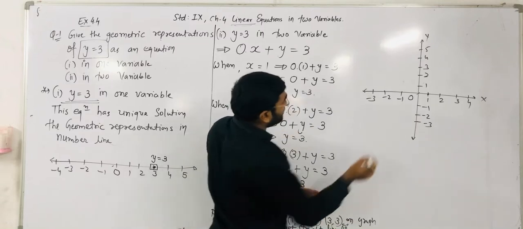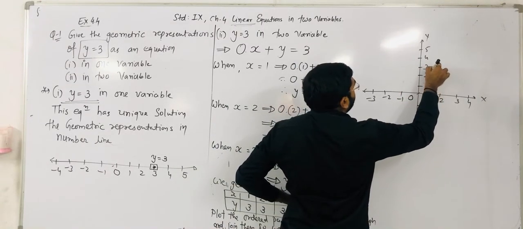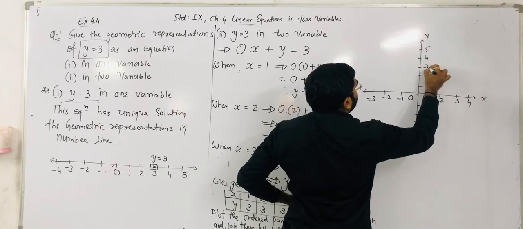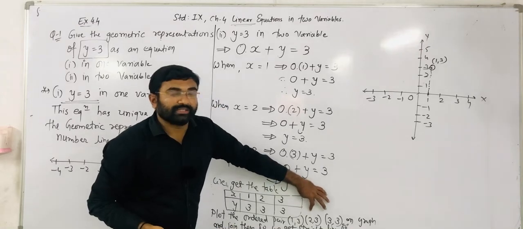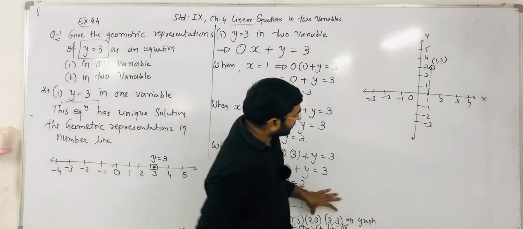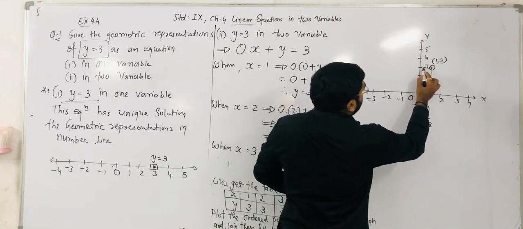On the y-axis, 3 is here. From both the points we have to draw a perpendicular line, right? This point's name is A (1, 3). Now the second point is (2, 3). So on the x-axis, 2 is here, and on the y-axis there is a 3. So y-axis is 3 here.